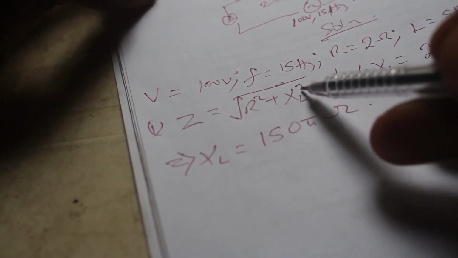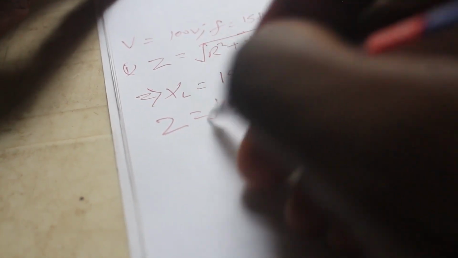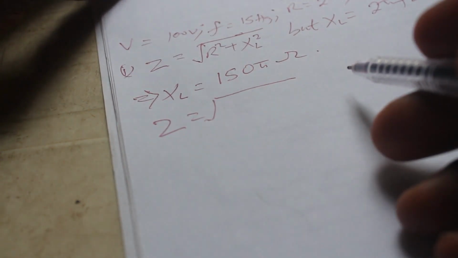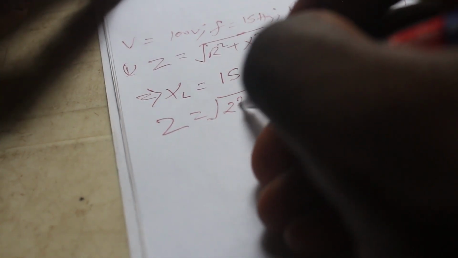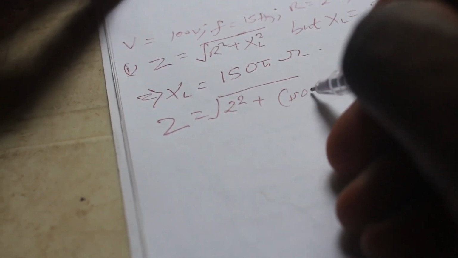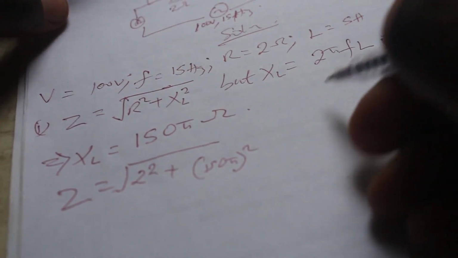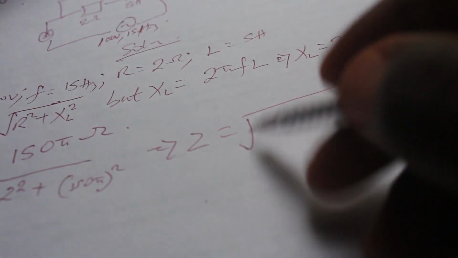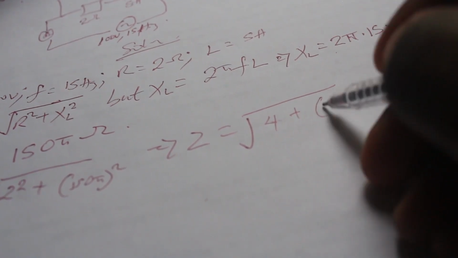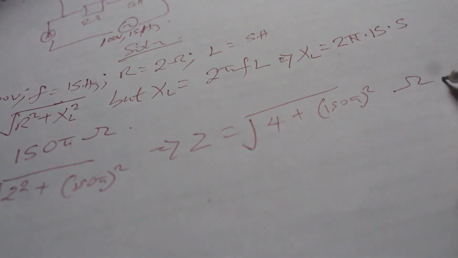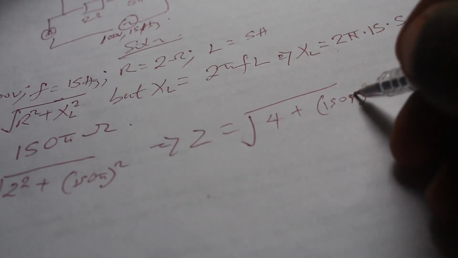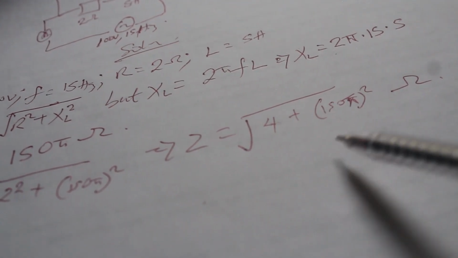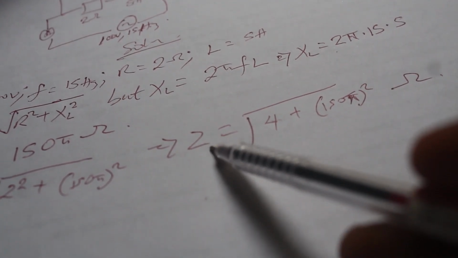Now we have to substitute this value into this place. Z, which is the impedance, is equal to the square root of the resistance of the resistor, which is 2 squared, plus 150 pi squared. Z is equal to the square root of 2 squared, which is 4, plus 150 pi squared ohms. If you have your calculator, of course you should be able to find a simpler value for the inductive reactance.